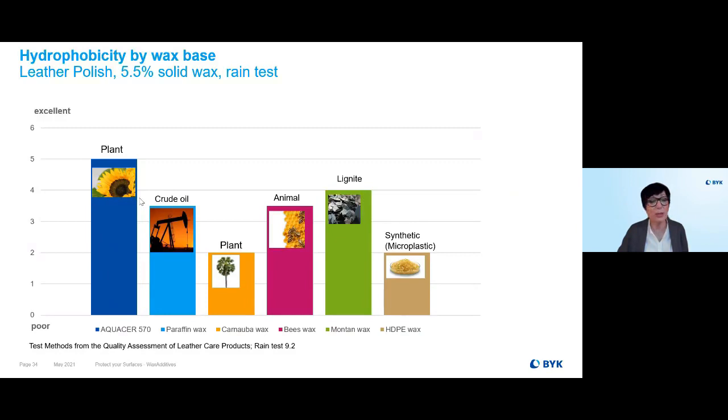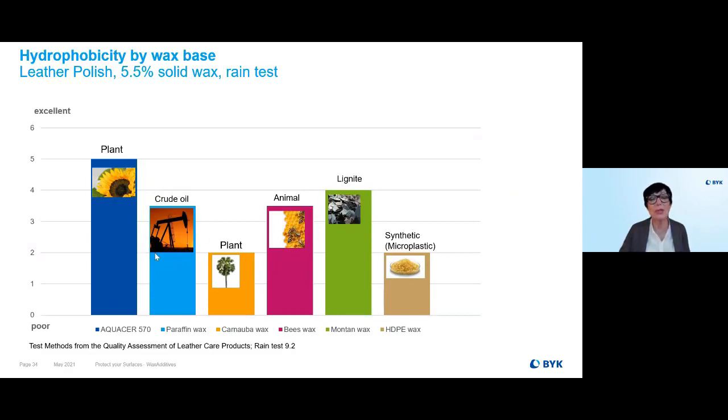Of course, it is a pretty good product for leather polishes and cheap as well in comparison to a sunflower wax. But if you think about consumers nowadays, they are driven by sustainability, so that has a big image impact in the market. So here, if you think about a new development for a more greenable product, it might be a good idea to have a closer look at our Aquacer 570.